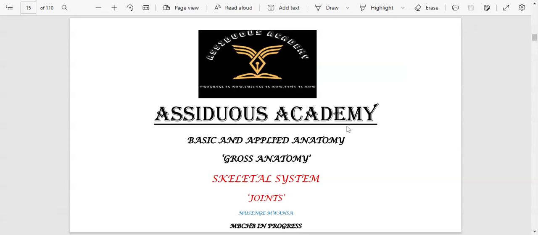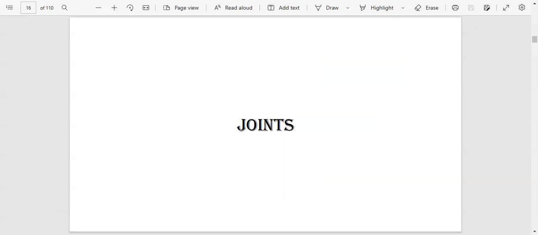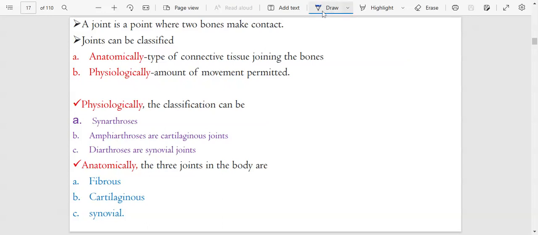We continue with gross anatomy, the skeletal system, and we're going to look at joints which are found in the human skeletal system. Now, we need to also understand what really are joints. A joint is simply a point where two or more bones get to articulate or make contact. That is a joint.